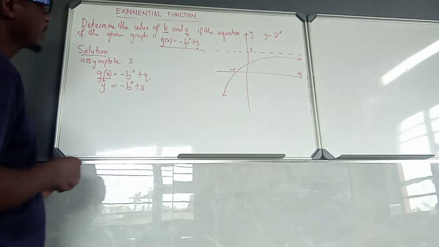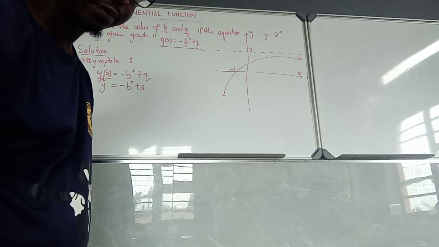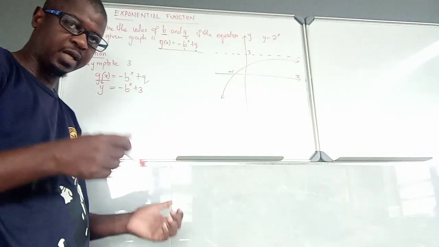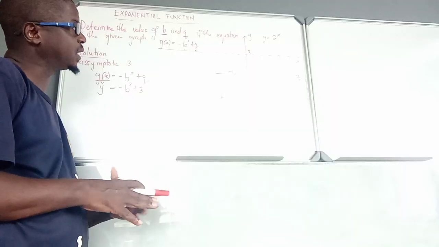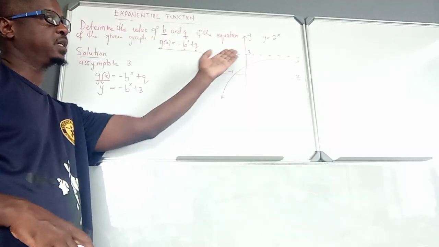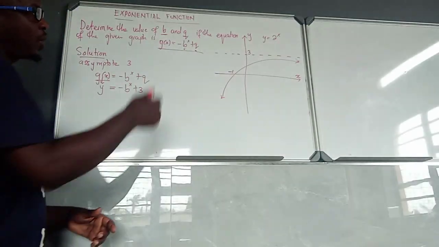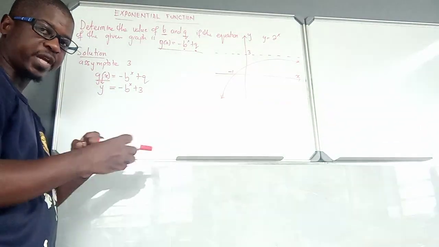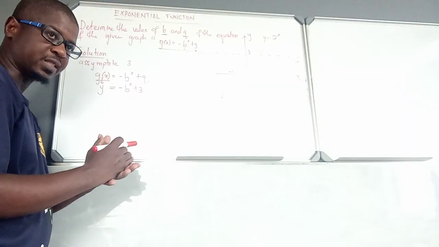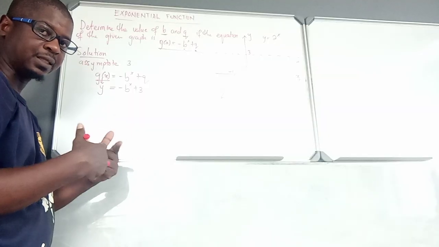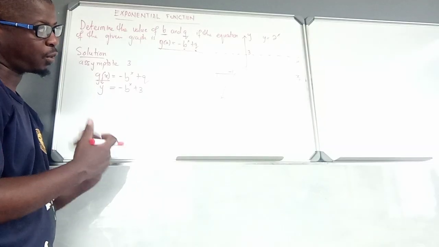Now, since we're being asked to determine what b is, some of you already know what our q is. Our q is 3. But let's move on to find what our b is, or how we can find the value of b. First things first, we look at the asymptote. We're done with that, and then we look at the point. Do we have any point that is given on this graph?